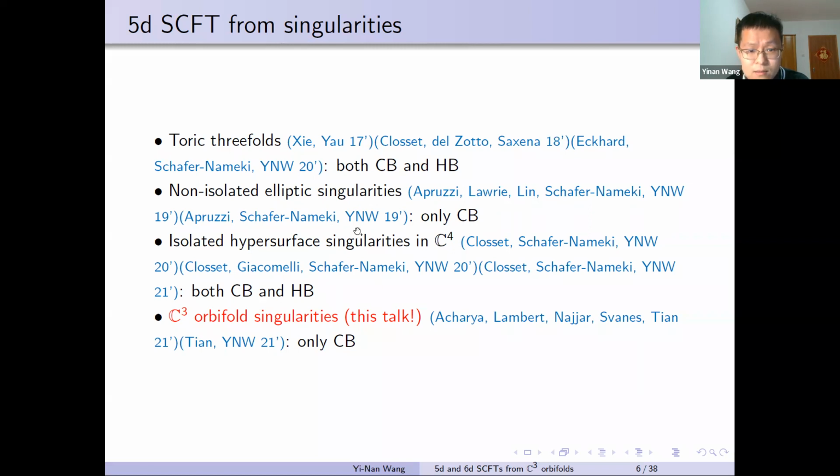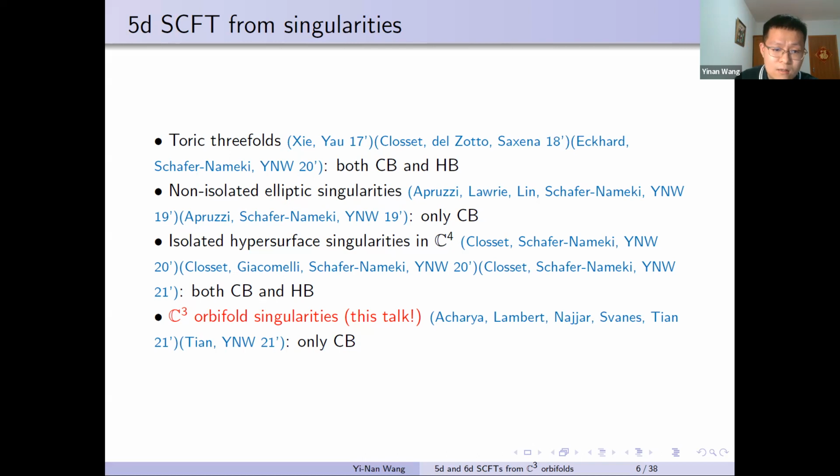Besides that, in a recent series of papers, we have studied the isolated hypersurface singularities, which take the form of hypersurface equations in 4 complex variables, so in C4. In this case, because the singularities are isolated, the deformation theory is well defined, such that we can study both their Coulomb branch and Higgs branch.